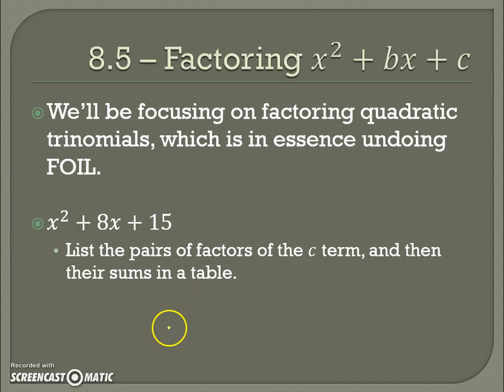So the first thing that we need to work on is just list the pairs of factors of the C term, and then their sums in the table. We're only looking at when this has an assumed coefficient of 1. We'll work our way up here. So for now, I'm just going to focus on 15.